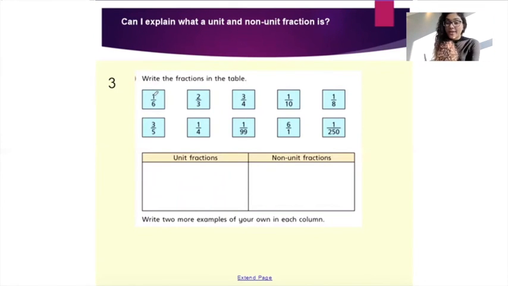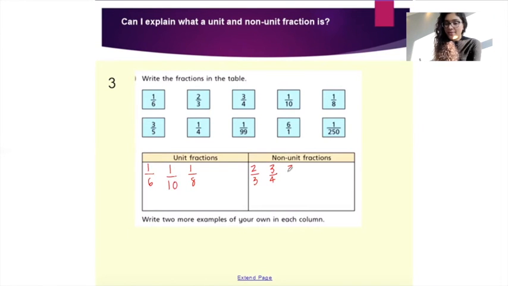Right, 1 out of 6 would be a unit fraction. Now remember, unit fractions are any fractions which have the top number, the numerator, as 1. So that would be 1 out of 6. Let's move on to 2 out of 3. That would be non-unit because the top number is not 1. 3 out of 4, that would also be non-unit. 1 out of 10, that would be unit. 1 out of 8, that would also be unit.